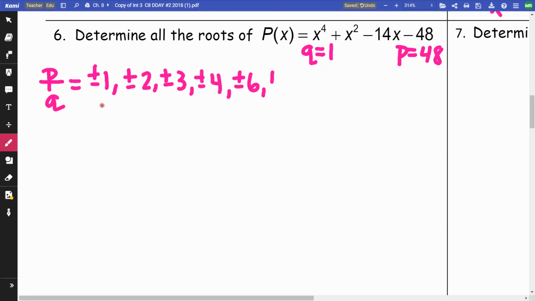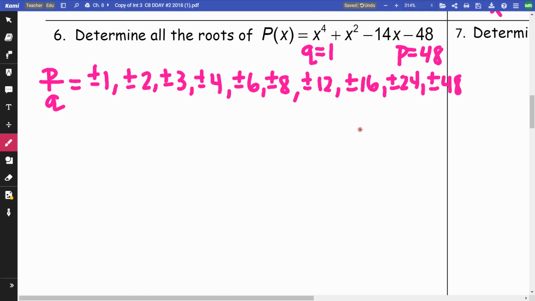7 does not. So now I've got 8. So now I'm matching up. So 8, 4 and 12, 3 and 16, 2 and 24, and then 1 and 48. So that's a lot of ones to choose from, but at least they're not fractions.